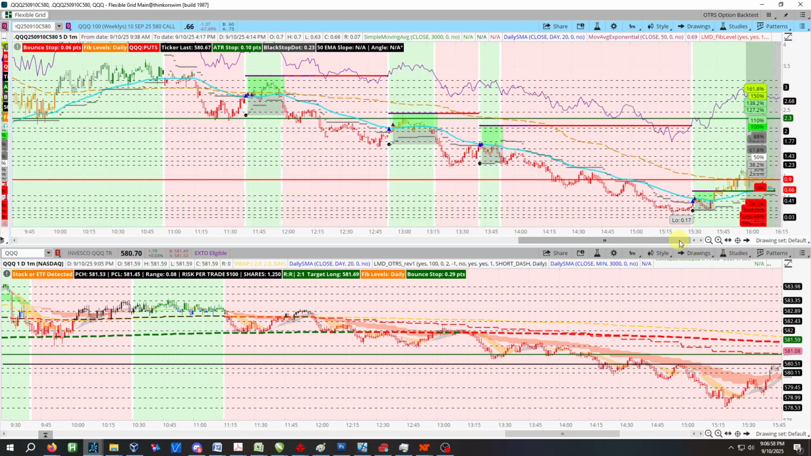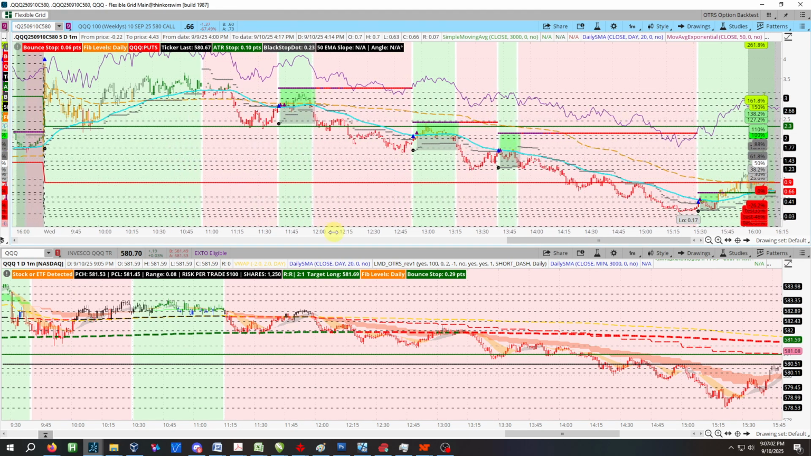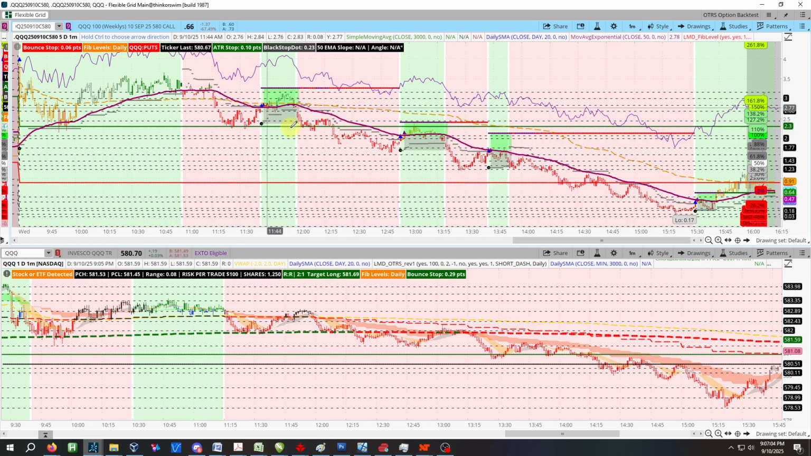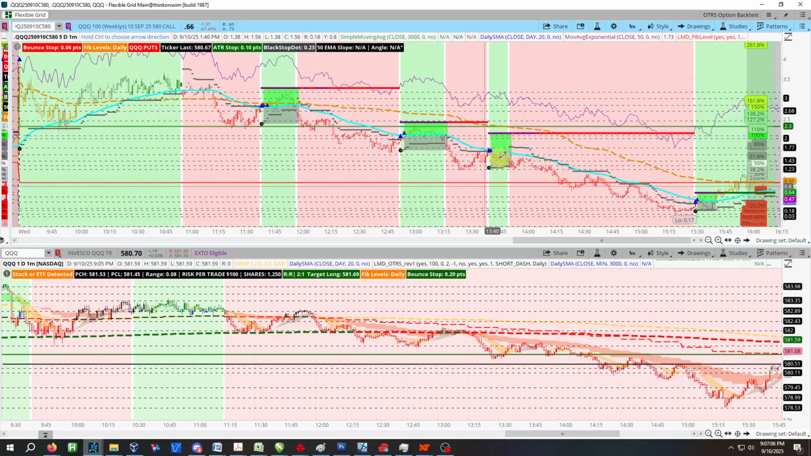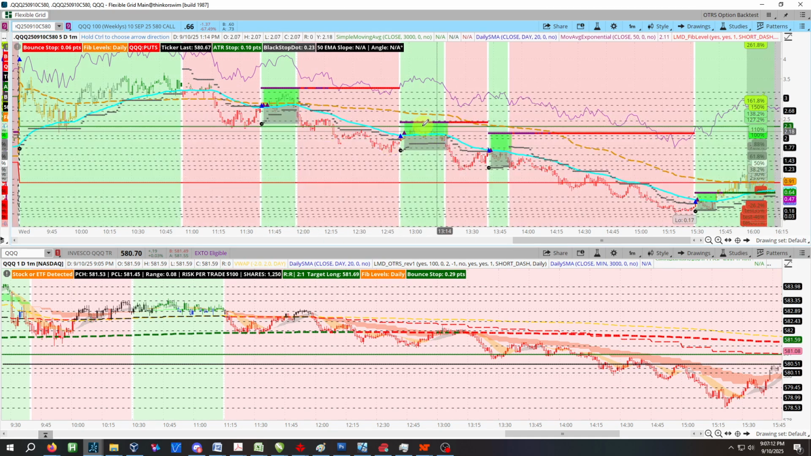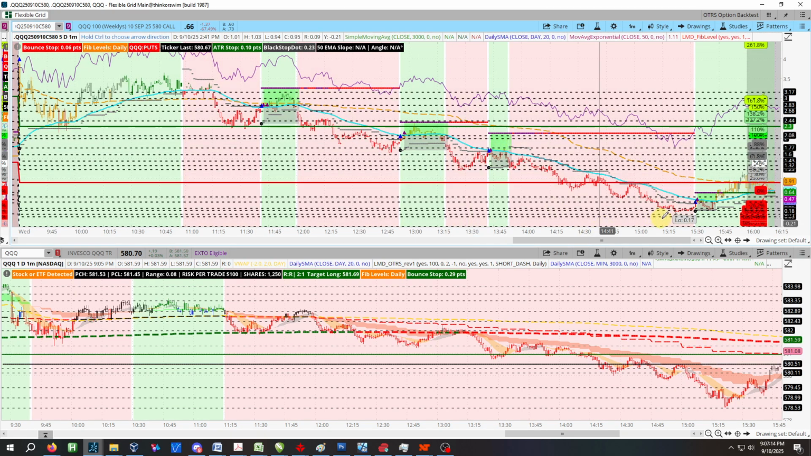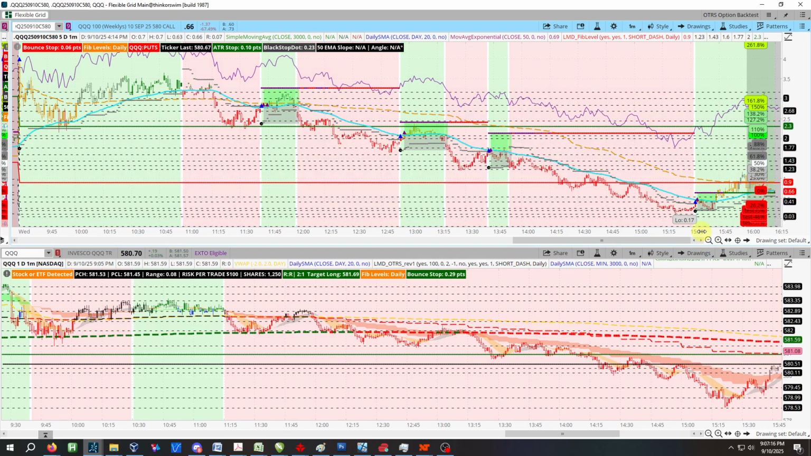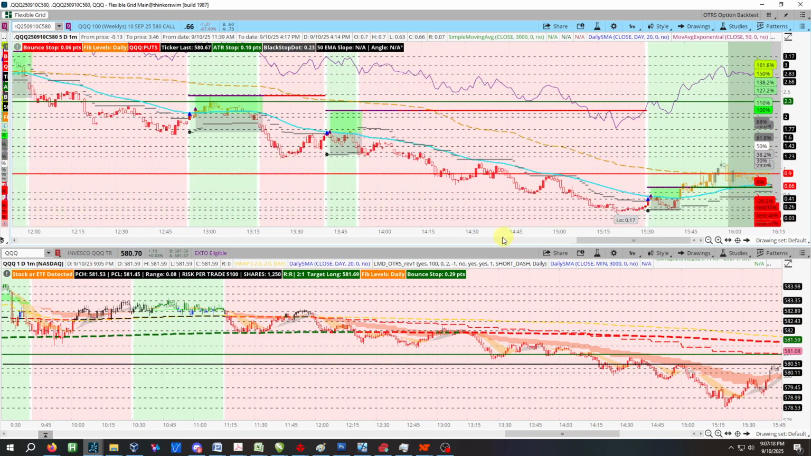Amazing. So how many did that fire? Let's see. It fired 1, 2, 3, 4. Fired 4 times. That one doesn't hit target. That hits target. That doesn't hit target. And that hit target and runs at the end of the day. So 2 out of the 4.